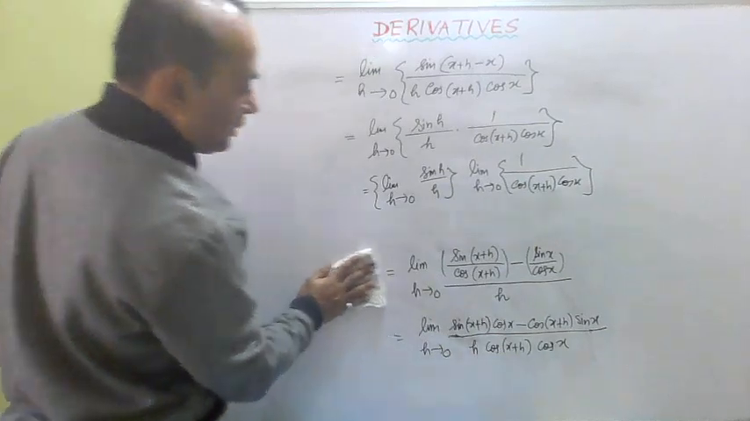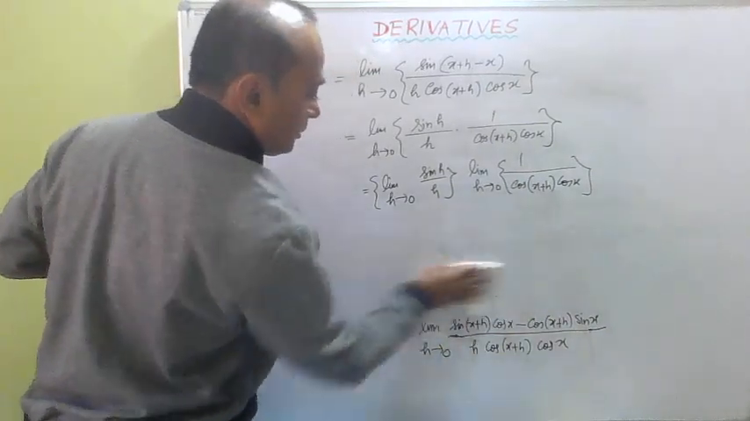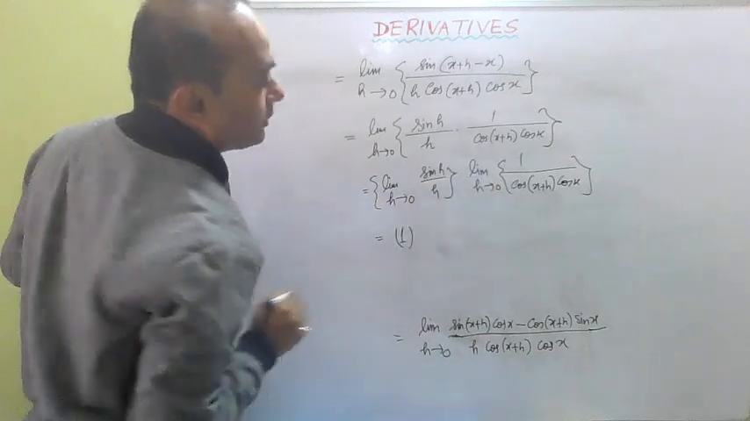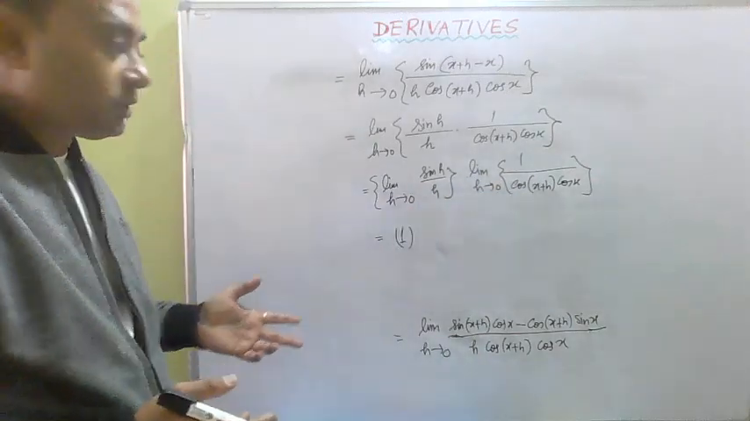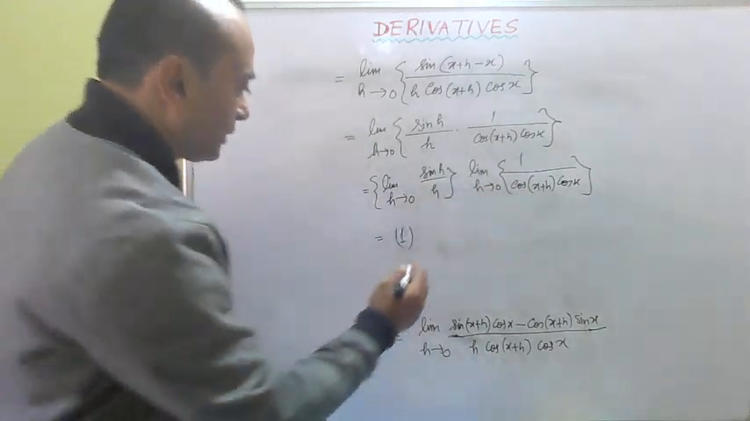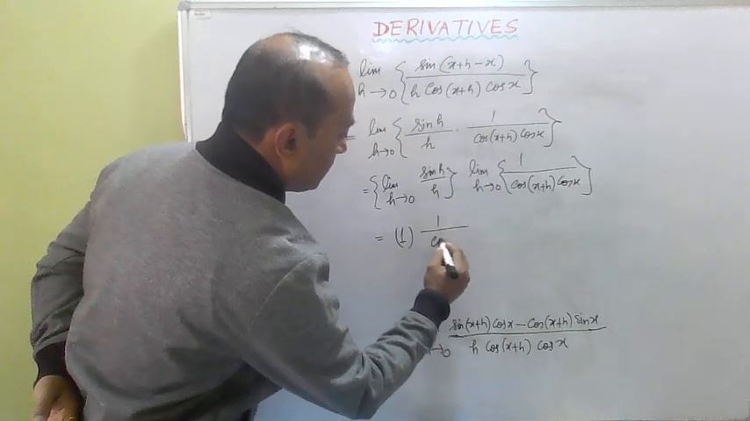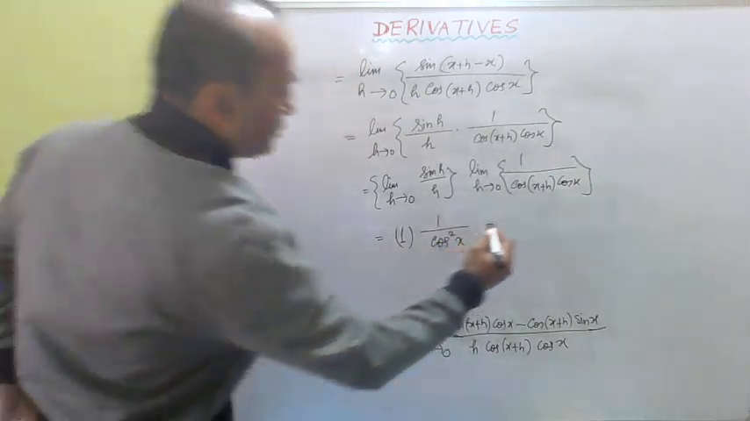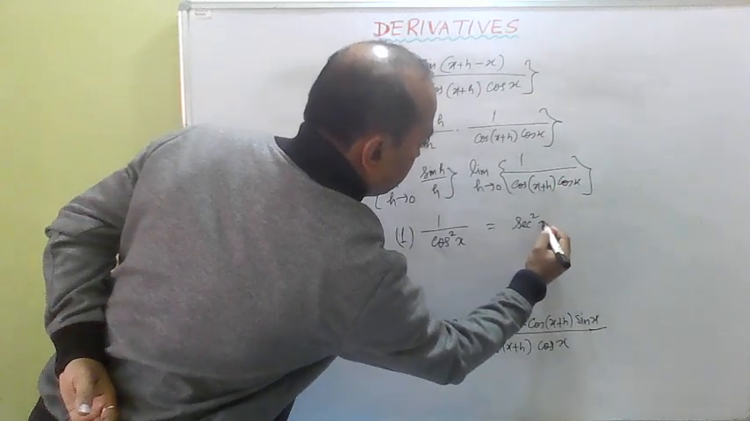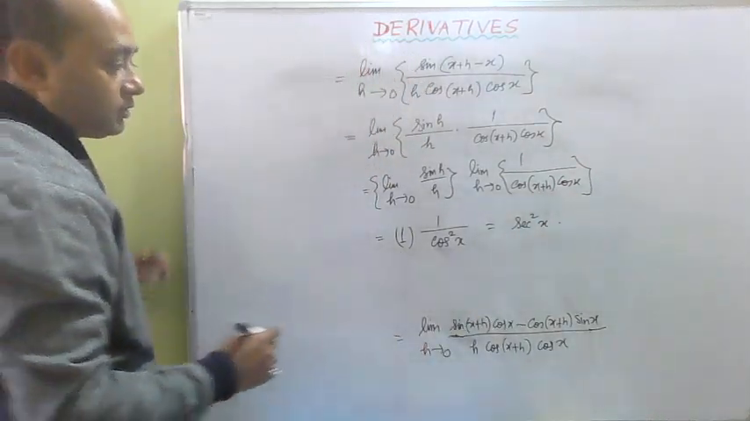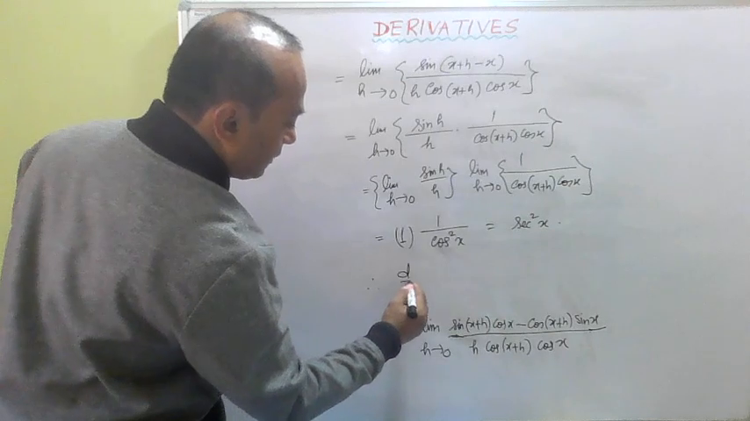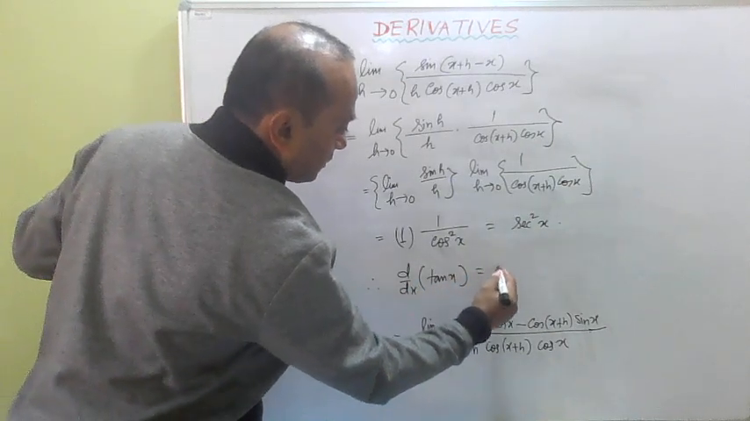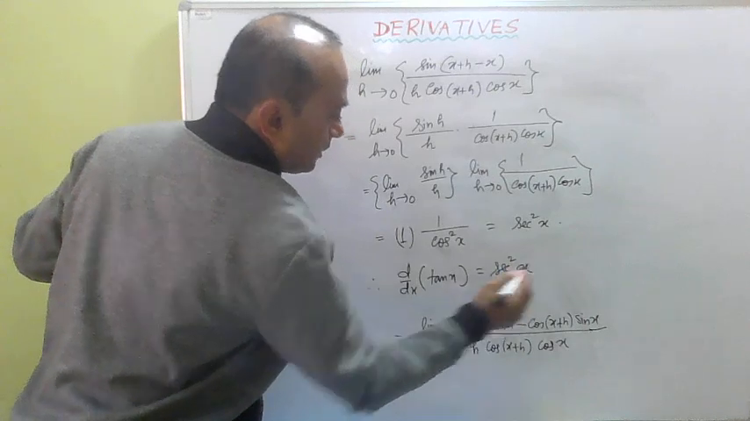The first limit is, without any doubt, 1, and in the second limit we can apply direct substitution method. So cos x into cos x, we have 1 by cos square x, and you know that 1 by cos square means what? Sec square. So sec square x. So therefore we can write down d/dx of tan x is equal to sec square x.